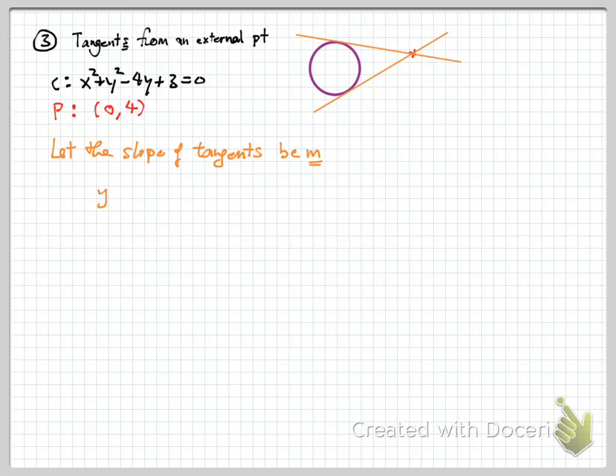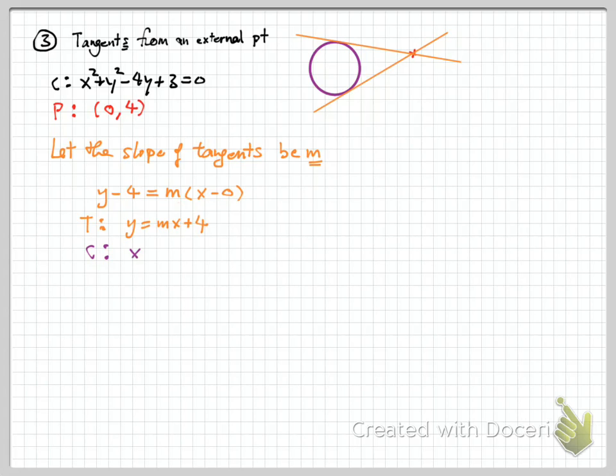Firstly, using point slope form, we get the equation for the tangent. It goes through (0, 4) and the slope is m. In other words, the tangent can be expressed as y equals mx plus 4. So that is the tangent.